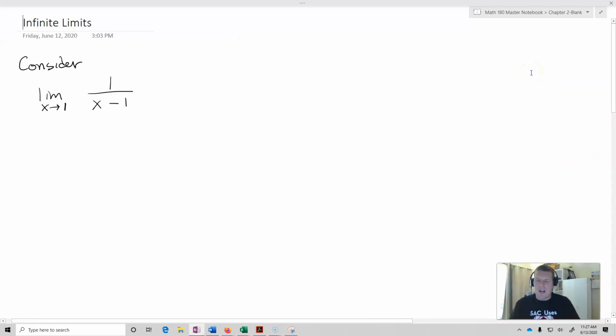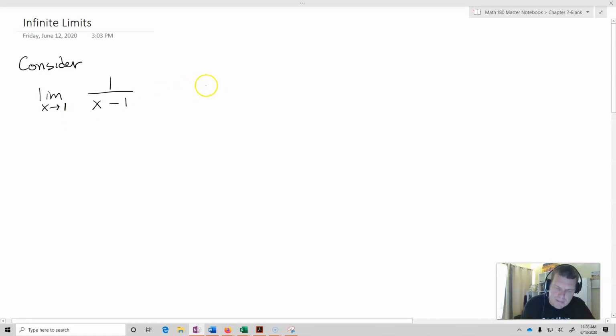All right, so now we're going to talk about infinite limits. This is going to give us our third piece of an intuitive way of thinking about limits. So let's suppose that I have the limit as x approaches 1 of 1 over x minus 1, okay? And what I want to know is what happens to this function as x approaches 1.